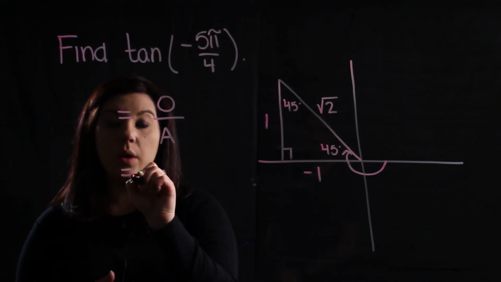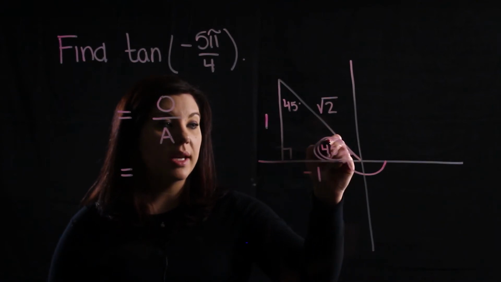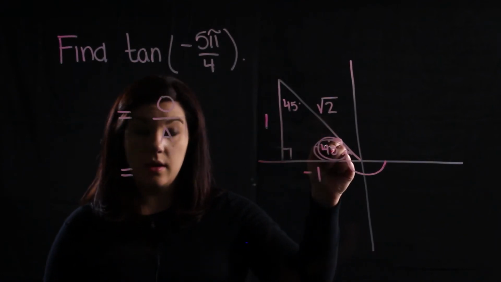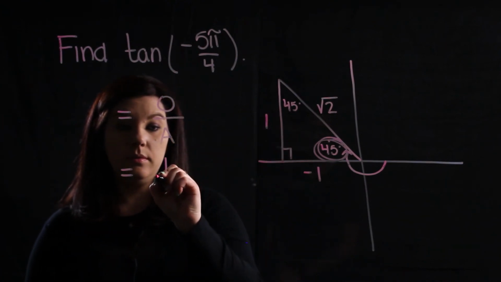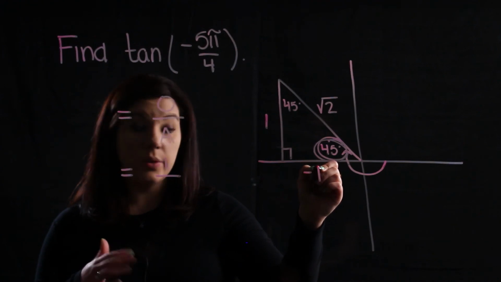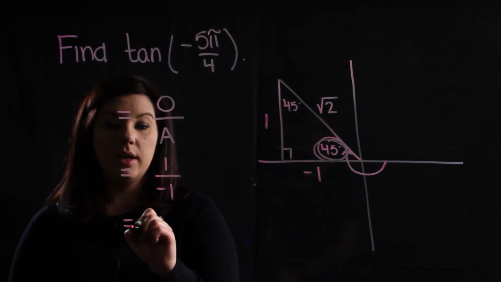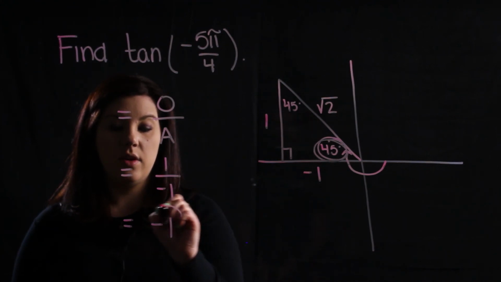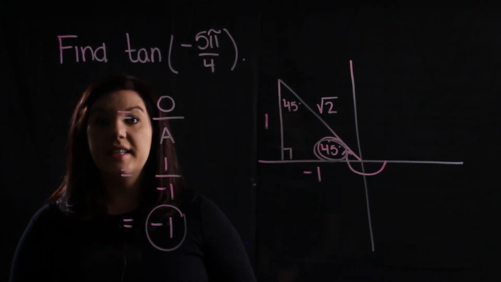So let's take a look at what our opposite side is. Remember, find the angle we're dealing with, because it's got to be opposite of that one. So opposite of that one is a 1. Adjacent to this 45-degree angle, which means right next to it, is our negative 1. So 1 over negative 1 gives us negative 1. So the tangent of negative 5 pi over 4 is negative 1.